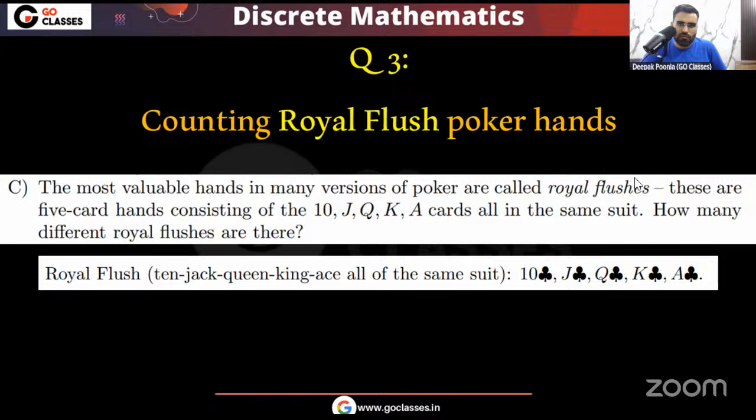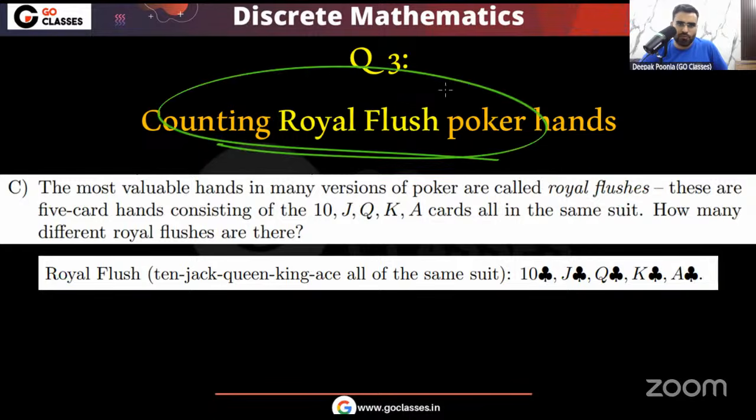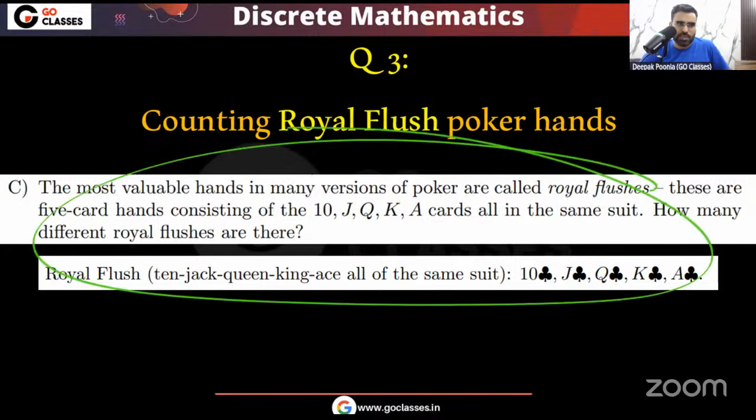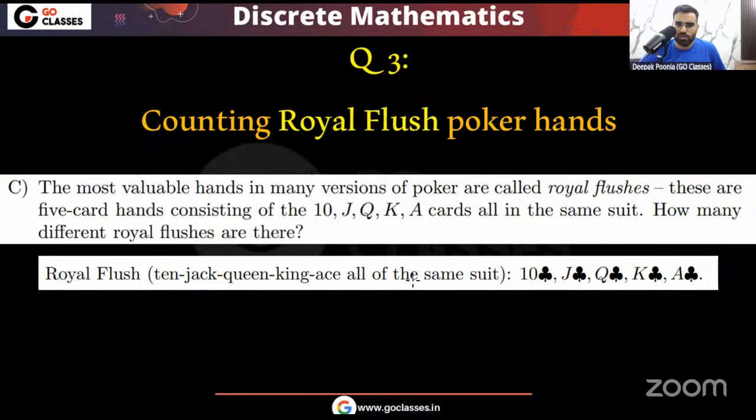The definition of royal flush poker hand is given to you. You read the definition, understand the definition, and solve the question. You don't have to remember the definition of royal flush in the GATE exam or in any good exam. If they ask you to count the number of royal flush poker hands, then they will give you the complete definition, and then you have to solve the question. Okay, so let's read the definition.